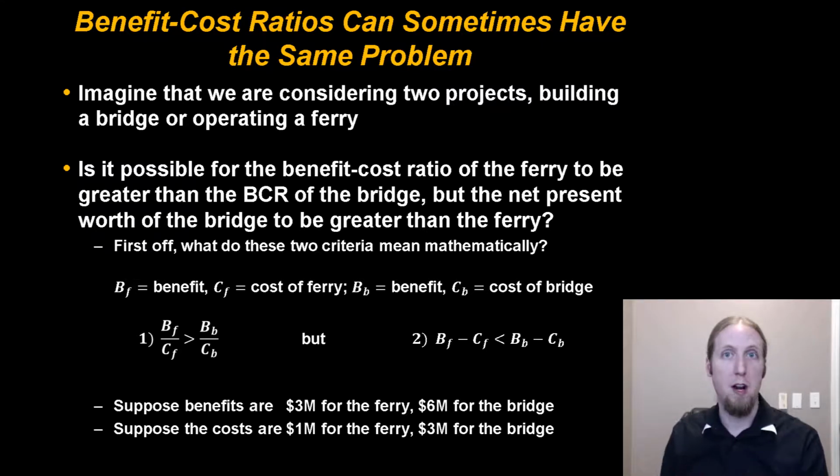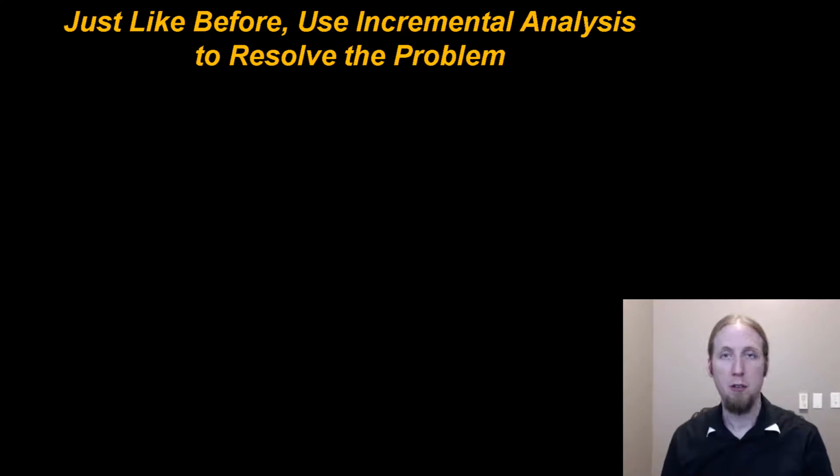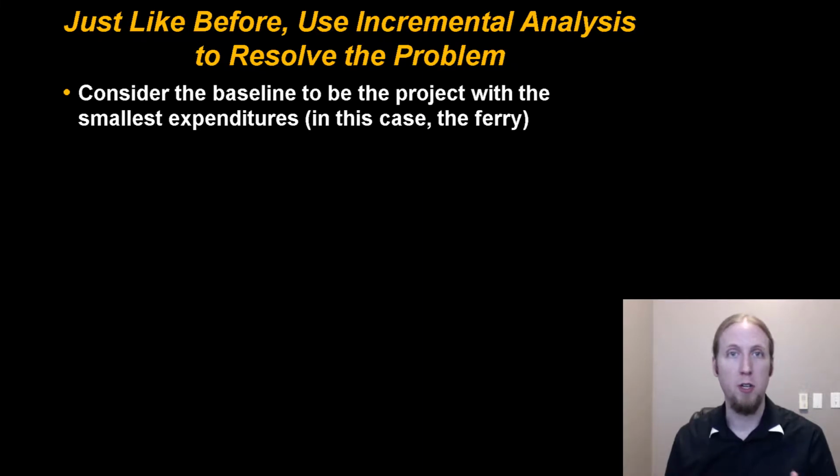So we're going to use incremental analysis, just like we did with the rate of returns, in order to figure out how we need to reconcile this particular issue. Just like before, if we're using incremental analysis, the first thing that we need to do is identify a baseline. And we're going to consider the baseline, just like before, to be the project that has the smallest initial capital expenditure. So in this case, we would choose the ferry.